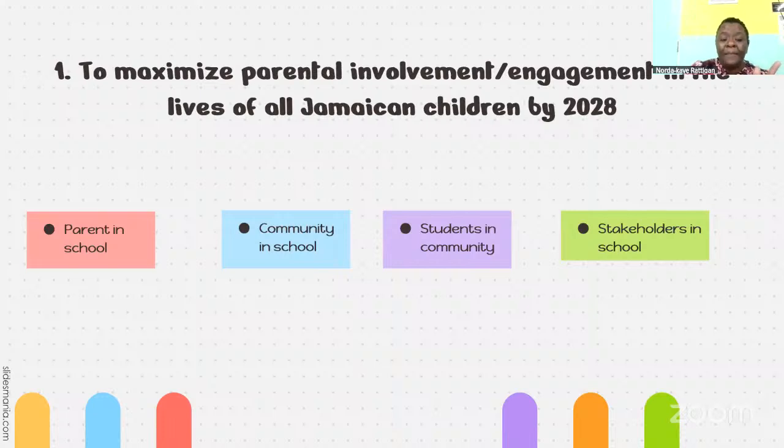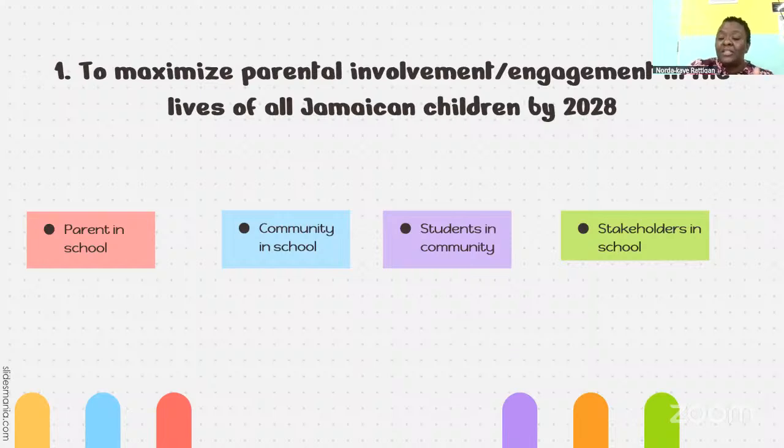You're going to be looking at parents in school. How do you want the parents to be involved in your environment based on what your baseline data is saying to you? You want to look at the community in school. How are you going to get the community involved in the school? So you're creating a goal and a target for that.